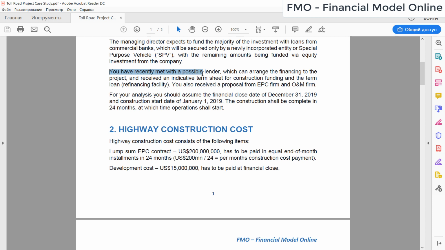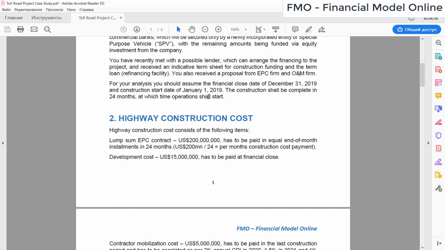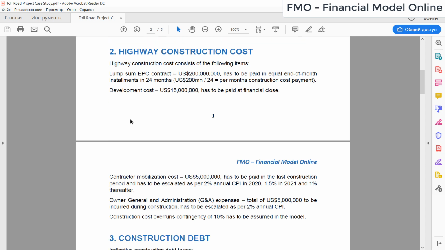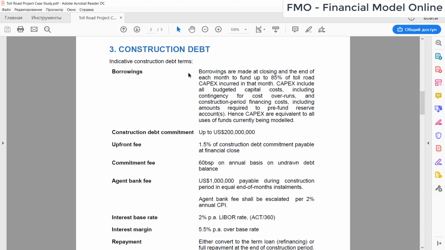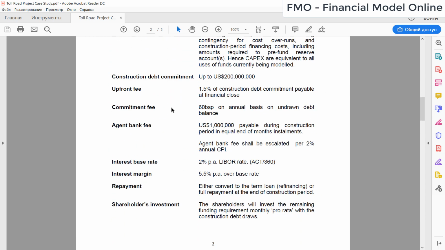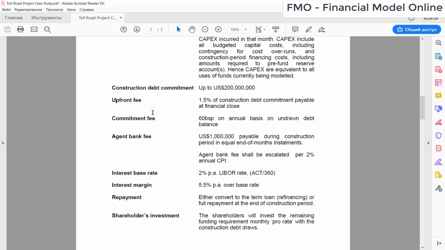So you met with the lender, you got your indicative terms for the construction debt and for the term loan, and you also received proposals from EPC and O&M firms. So you know what your capital cost and the operating cost are going to be for this project. You have the construction cost, which consists of the EPC items and other items given in the case study instruction, including the contingency of 10%. You have your construction debt indicative term sheet, which includes the amount and the financing fees and including the interest during construction.